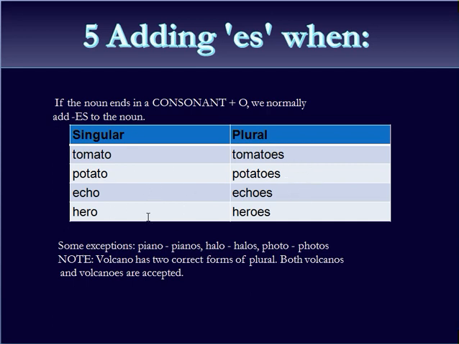echoes, and hero, heroes. Now there are some exceptions, like piano, which becomes pianos by adding S only, halo, halos, and photo, photos. These exceptions are for words which originated from other languages, like Latin or Spanish maybe. So we are not going to go into the detail of that. We're just going to remember that some words are exceptions and they are made plural even though they have a consonant plus O at the end, but we add only S to make them plural.